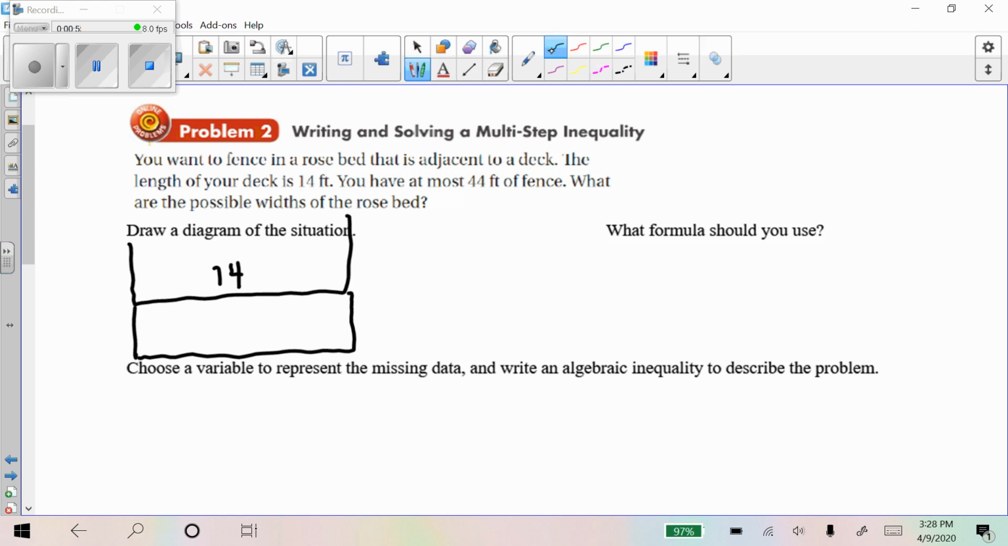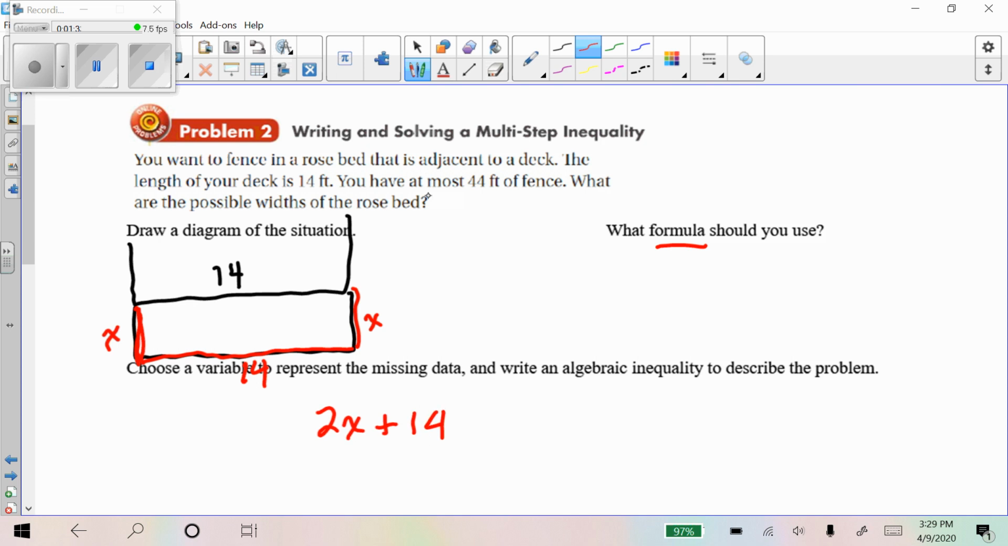Let me draw that in a different color so you know what I'm talking about. We actually will only need 3 sides of fencing there. Let's call these 2 sides x because we're not sure what they are, but we know this side's 14. Using the perimeter formula, you just add up the sides. So we need to add 2 x's and a 14 to get our expression. So 2x plus 14 will represent the perimeter.